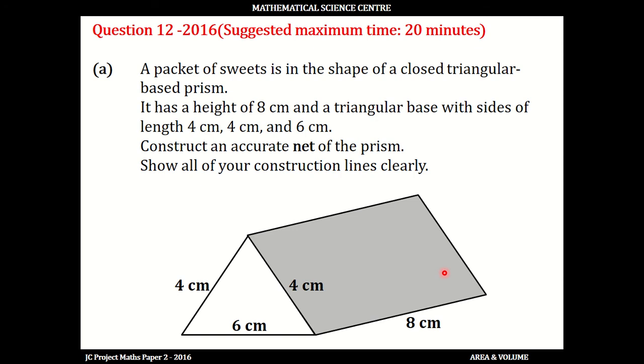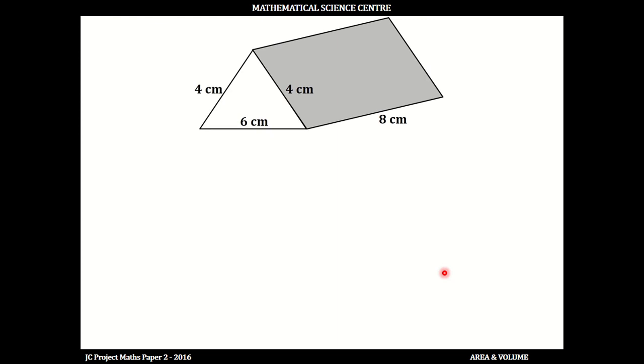So the base is going to be a rectangle. What would the dimensions be for the rectangular base? 8 by 6. So the roof part, what would the dimensions be for each of these rectangles? 4 by 8. They'd both be 4 by 8. You can only see one side, but the other side is going to be 4 by 8 as well. So if we were to open this out, this is what this shape would look like.